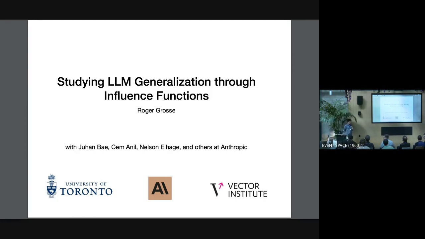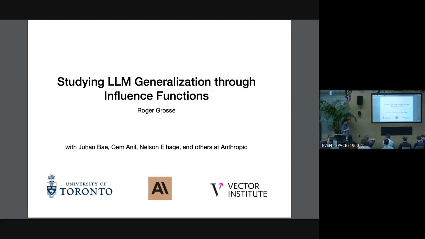Okay, so I'll be talking about computing inference functions for large language models. So I'm at Anthropic for my sabbatical as of July, and this is most of what I've been doing there. This is in collaboration with Juhan Bey, Jem Anil, and Nelson Elhaj. And so why do we care about inference functions of large language models?